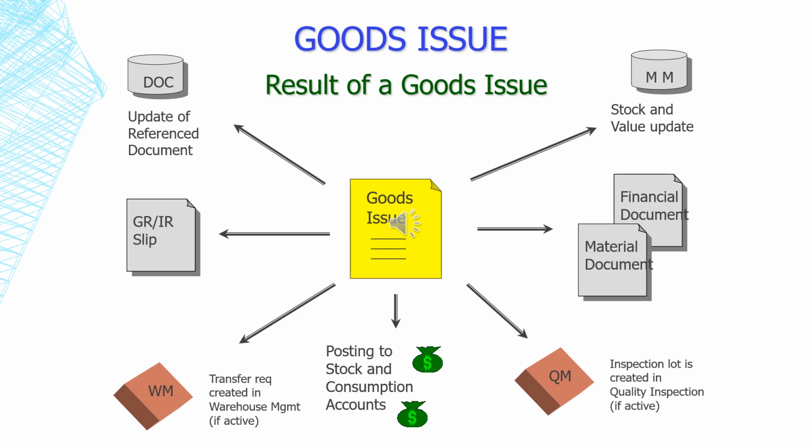Here is the list of results from the goods issue. Update the reference document number. Update the GRIS slip, which is tightly integrated with WM. If WM is activated, a transfer requirement is created in warehouse management. Transfer orders are also created in warehouse management.